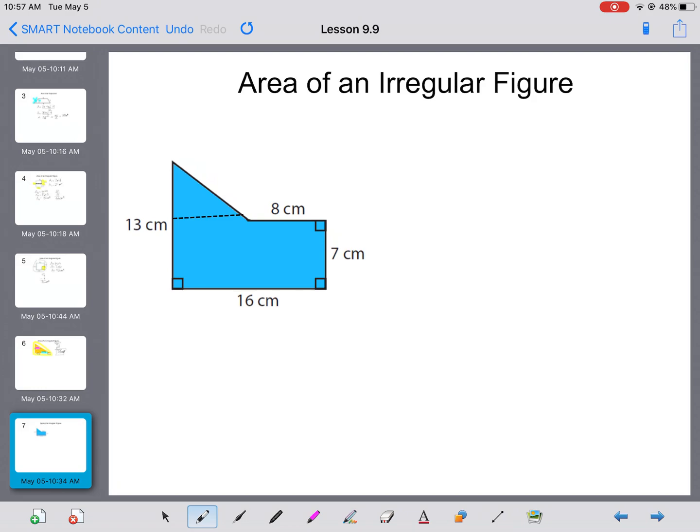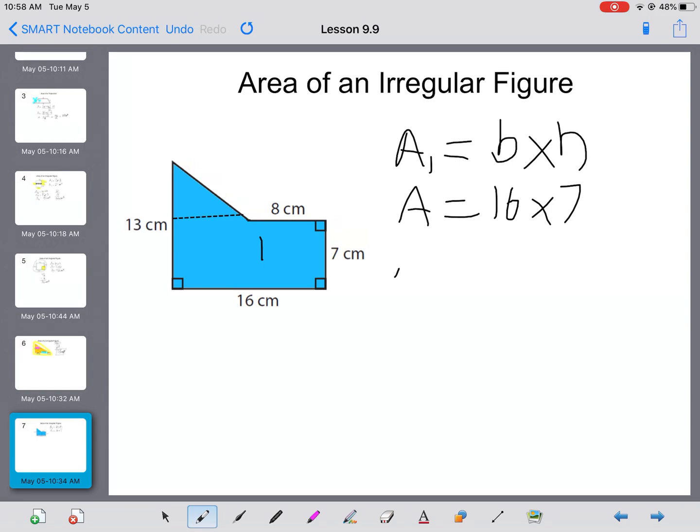So let me start by figuring out the area of my rectangle. I'm going to call it shape 1. Area 1, area of a rectangle is not a big deal anymore. It's base times height. My base is 16, goes all the way across, times 7. 16 times 7, so I should be able to do that in my head. If I think 7 times 10 is 70, and then I think 7 times 6 is 42, and then I add them together, I should get 112 centimeters squared. Don't forget that little squared. So that's the area of area 1, the rectangle.